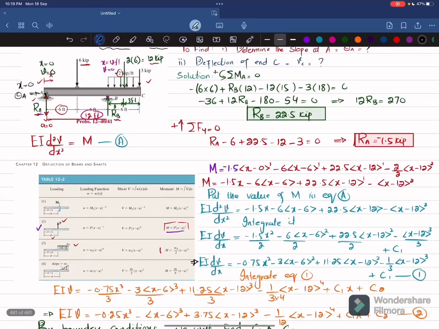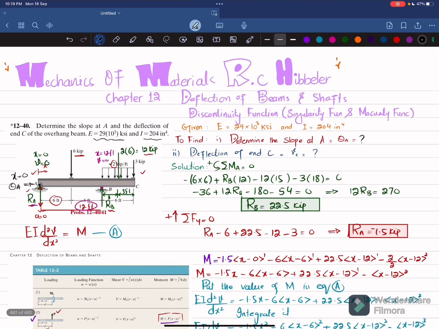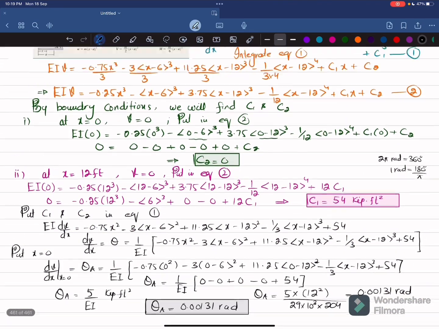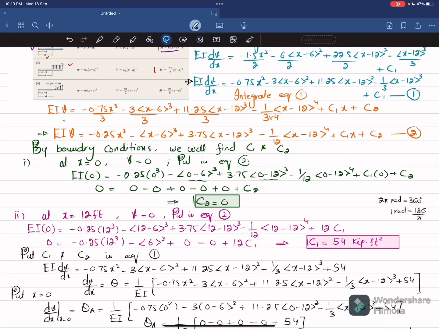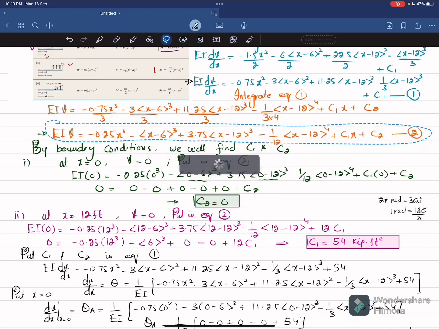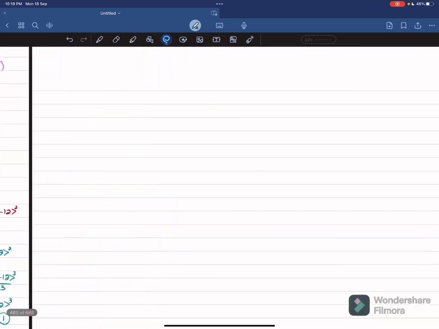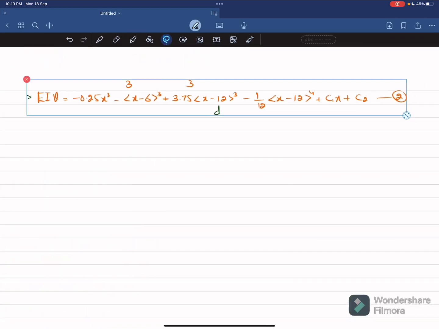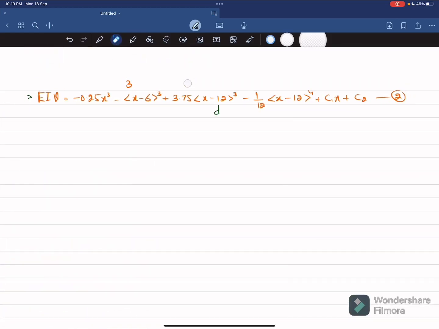Now we will move towards the second part, and in the second part we have been asked to find the deflection at point C. So what we will do is copy equation number 2. Let me copy it. This is equation number 2, and note down the value of C1 and C2. So C1 was 54 and C2 is 0. Move to the next page. So put C1 is equal to 54 and C2 is equal to 0 in equation 2 to get the equation of the elastic curve. So EI v is equal to, and divide by EI on both sides.